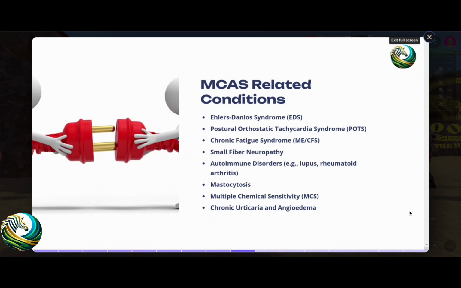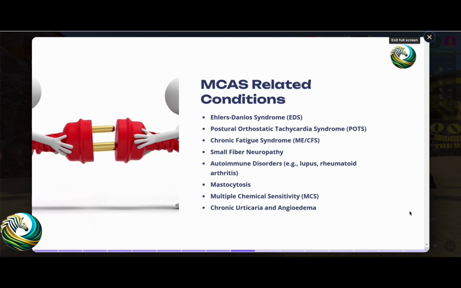So yeah, I can take over now. Thank you, Maya, for all of that. Like we talked about before, why are we talking about mast cells and why is it so important? It's because it's so connected to other conditions.